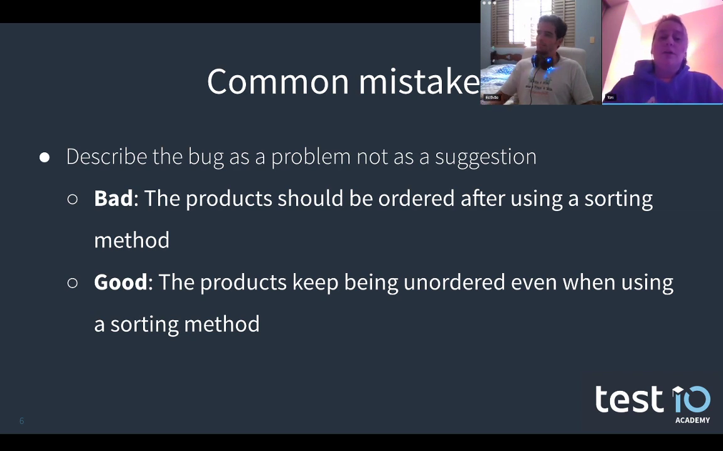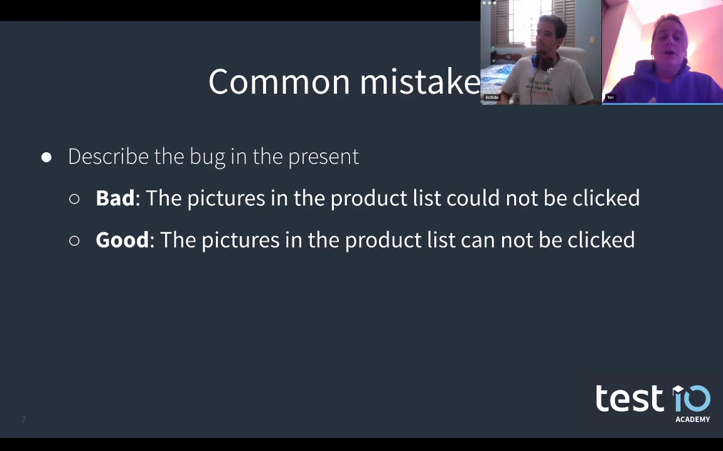Also, when it comes to the language, we always want to have the bug report in the present and in an easy sentence. The bad example is: the pictures in the product list could not be clicked. Better is to state: the pictures in the product list cannot be clicked. So it is easier to understand. Also, it means that it's still there. If you write it in the past, couldn't be clicked, it would mean maybe they can be clicked now.